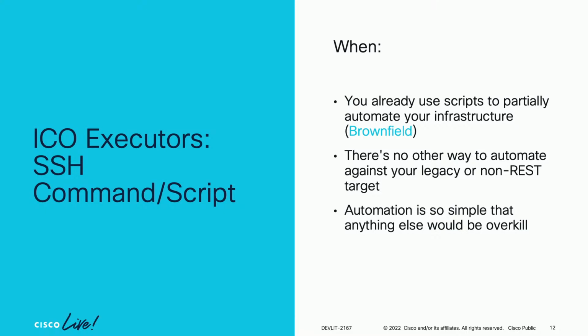SSH and command script. There are mainly two use cases: execute a command, call out scripts residing to a target that you have to claim. So when would I use this SSH executor? Probably as a last resort, right? Your target is a legacy one. You don't have any other way to orchestrate against. There are no Ansible modules and so on. Or maybe when your automation is so simple, like I just have to execute that command, that anything else would be overkill, right?